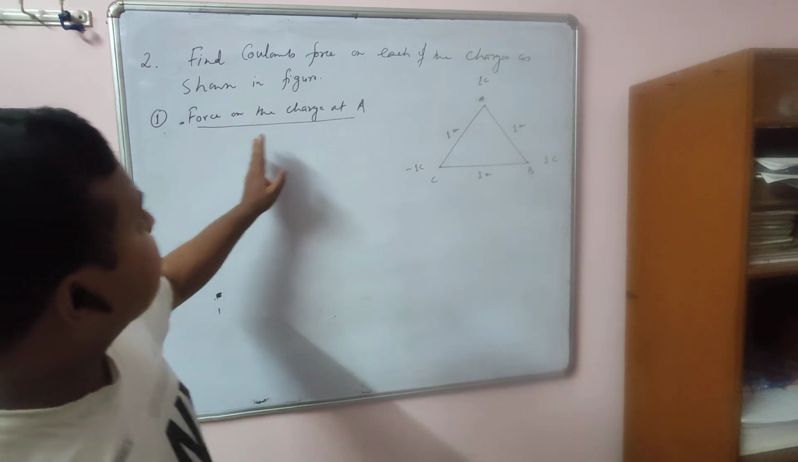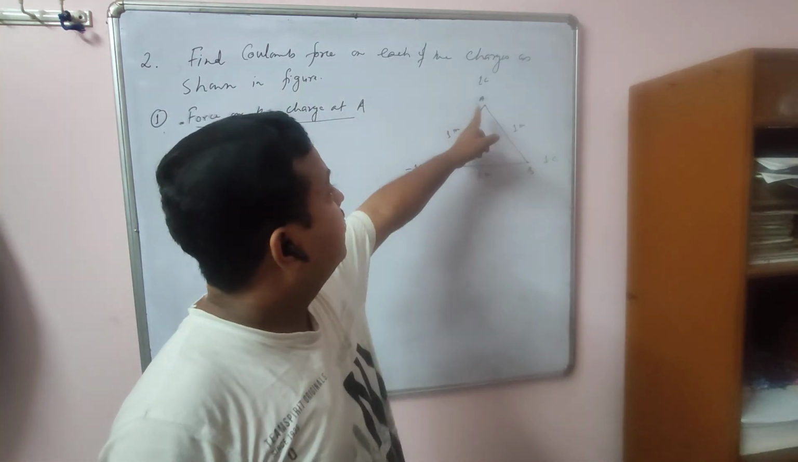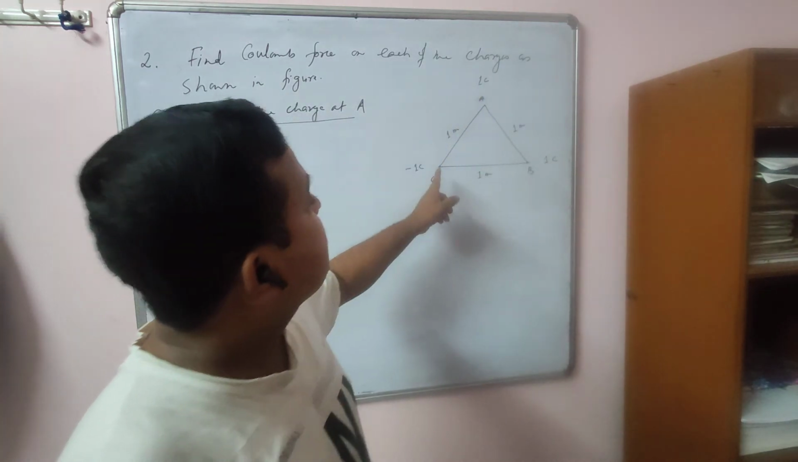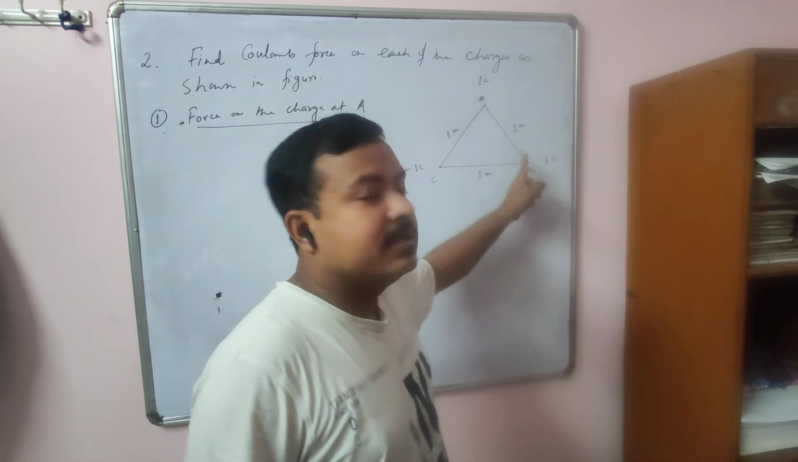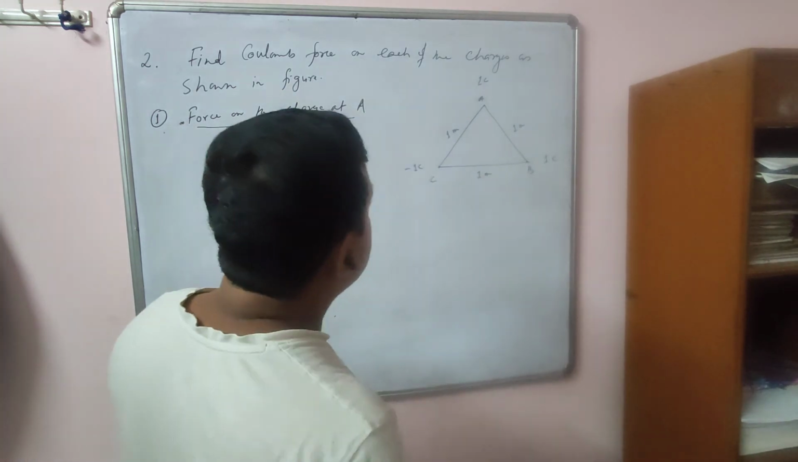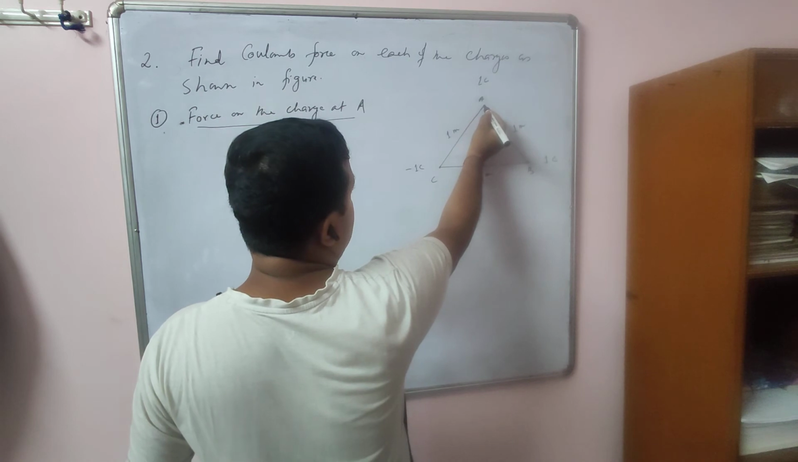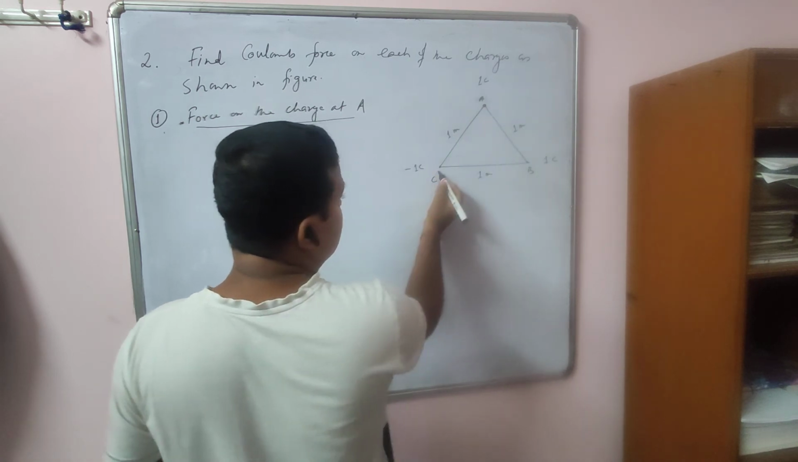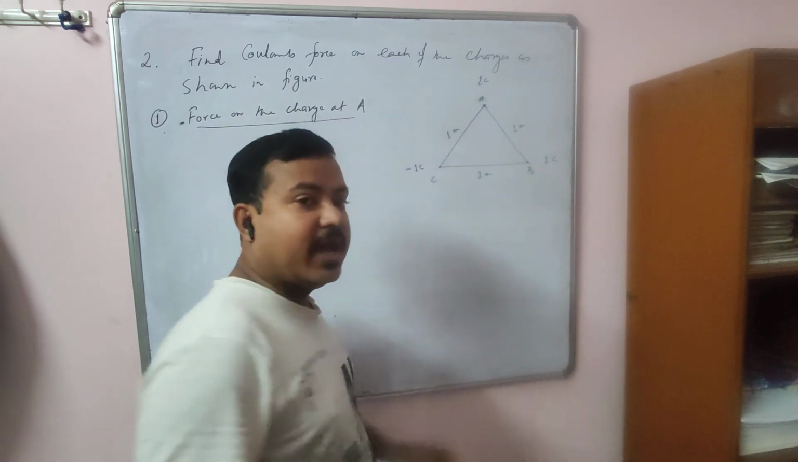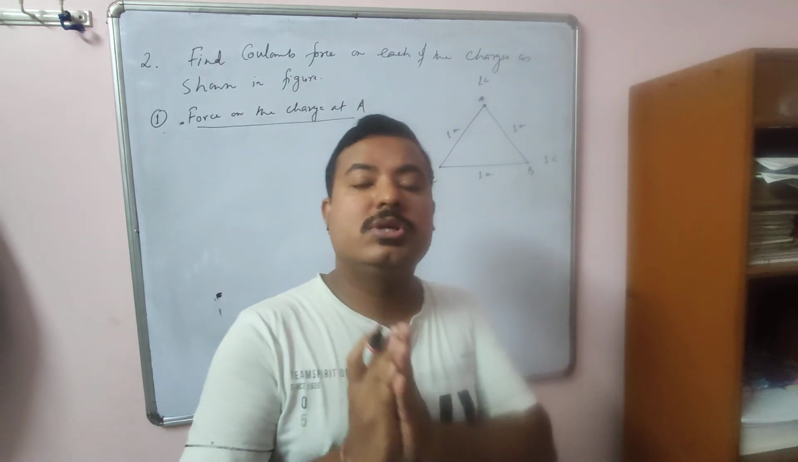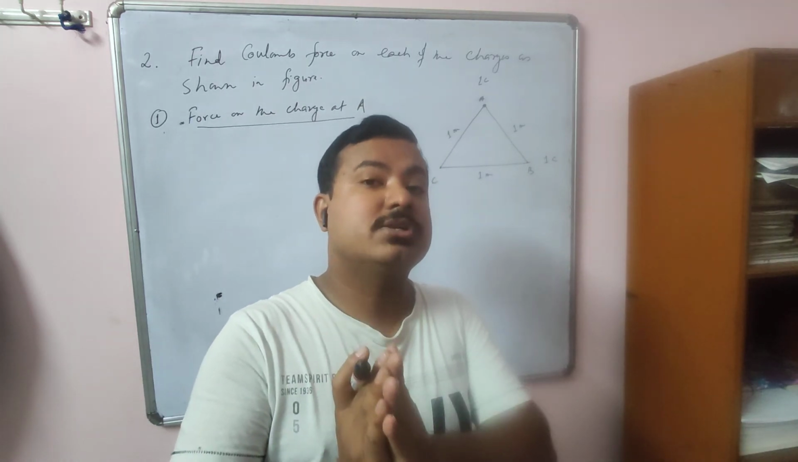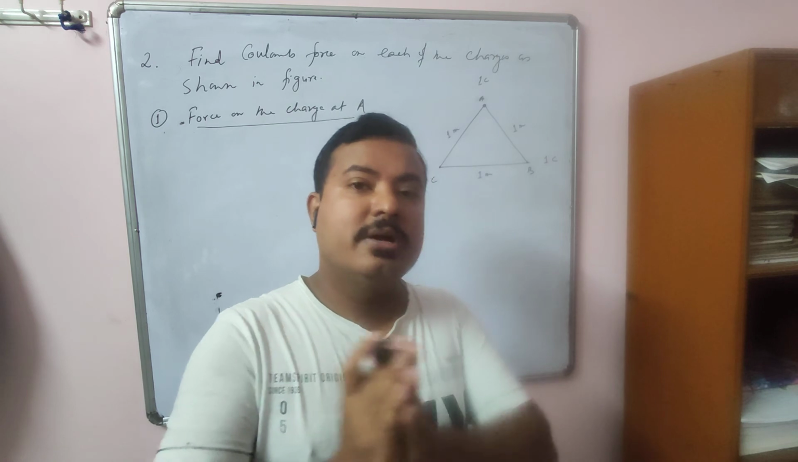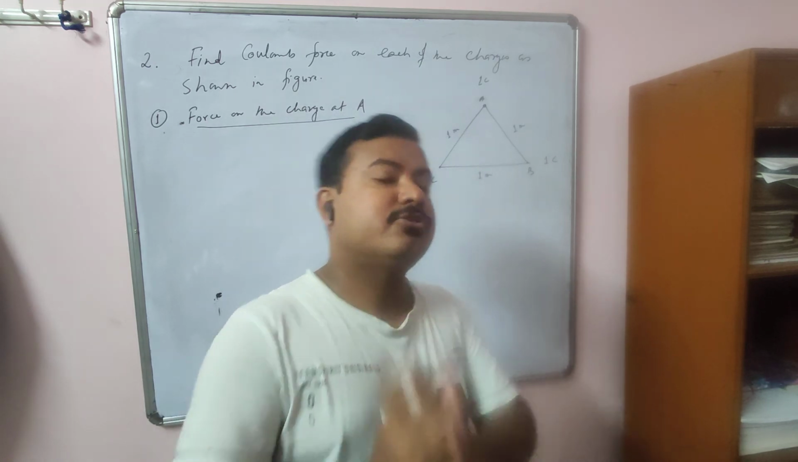So I will show you the calculation for A, and you do it yourself for C and B. Now, when you consider this charge, we have to find the force on this charge due to the other two charges. I have already told you, you only have to see the nature of the charge. Like charges repel, unlike charges attract.